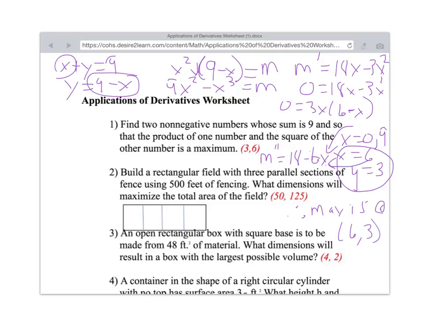So that's how you approach all of these problems. You create an equation, you differentiate the equation, set it equal to 0 to find the max and min, and then use the second derivative to verify whether you have a max or a min value.